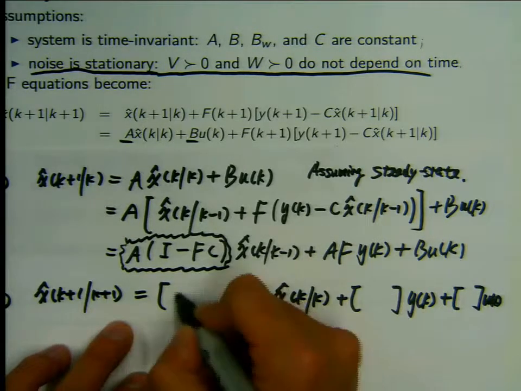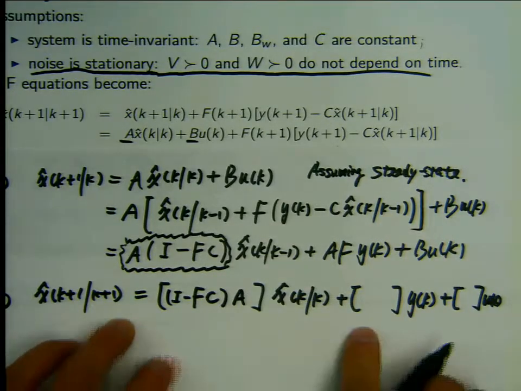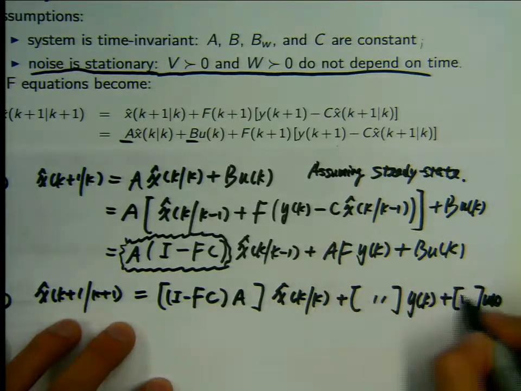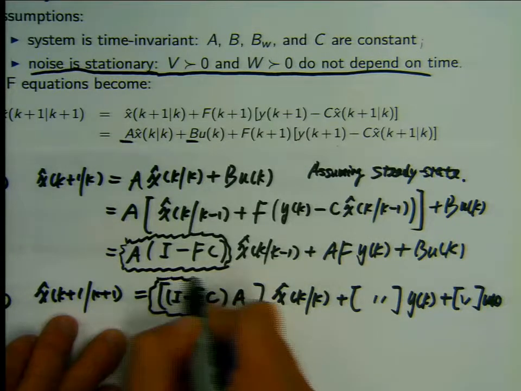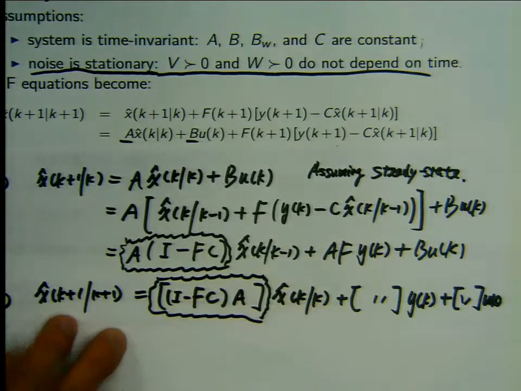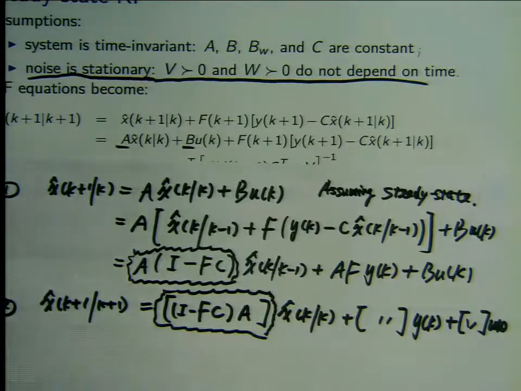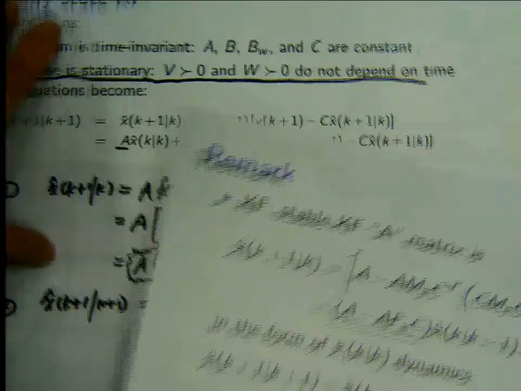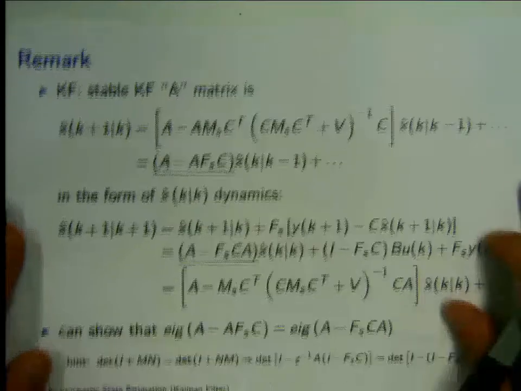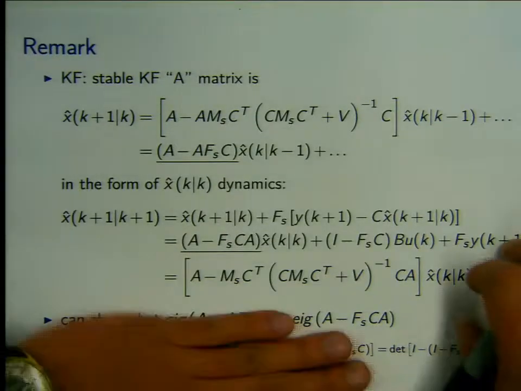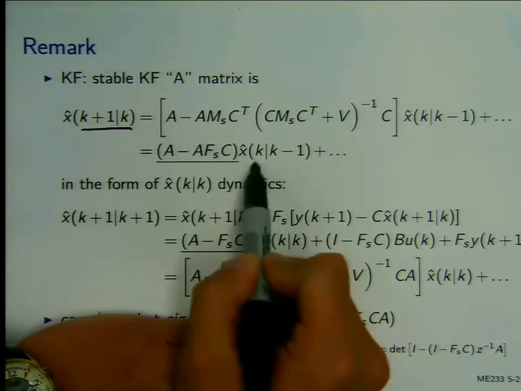The result is going to be I minus FC A. Here, I don't care about this for the moment, because I just want to show you that these matrices are guaranteed to have eigenvalues inside the unit circle. Okay? The derivations are here. So I have derived this state dynamics, the Kalman filter dynamics, shown here.